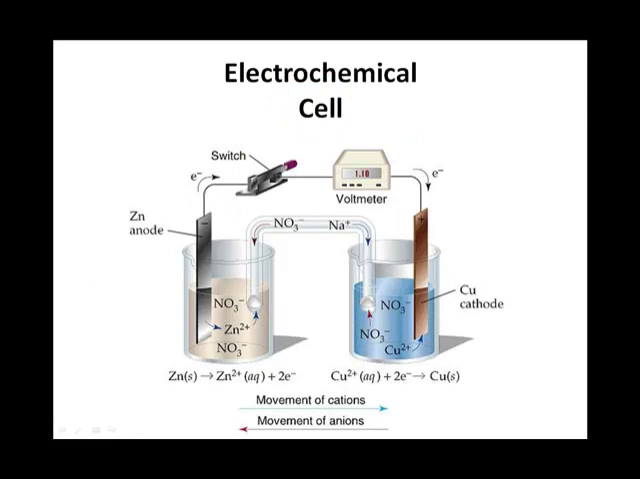Okay, here's another example. This is telling us that the movement of cations is always toward the cathode and the movement of anions is always toward the anode. The electrons always move from anode to cathode.